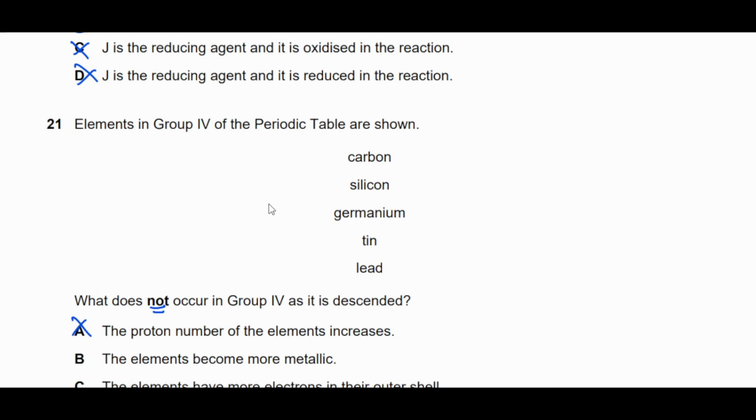The elements become more metallic. That is also true, but it's not what you want, so B is wrong. The elements have more electrons in their outer shell. Now this is the answer because this does not happen in group 4. As you descend, the outer shell will always have 4 electrons because it's in group 4. Okay?